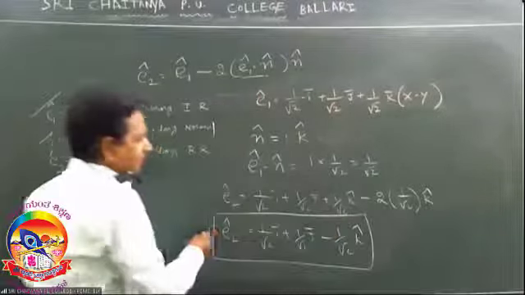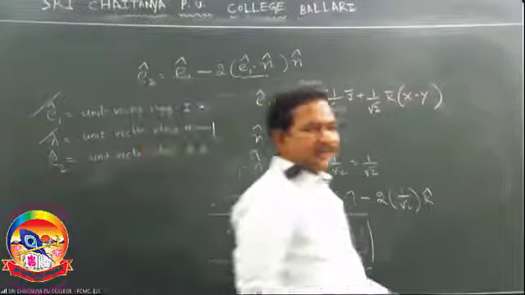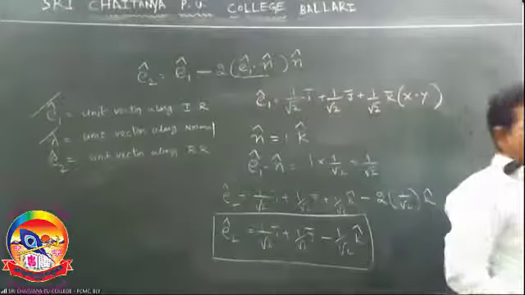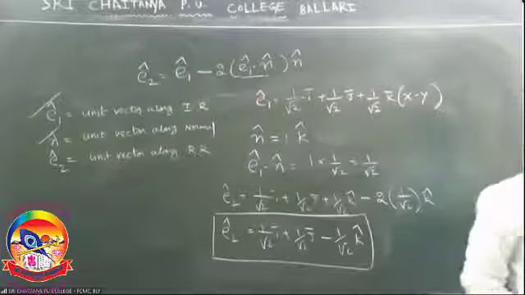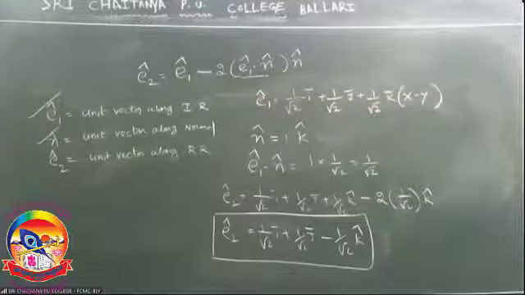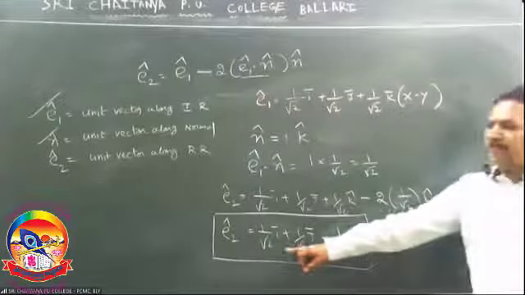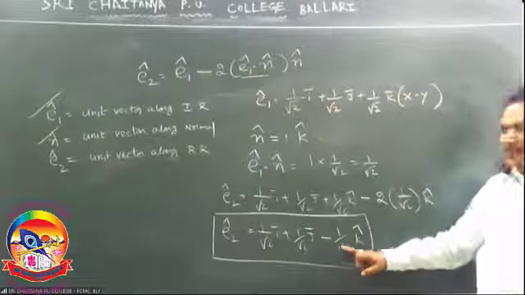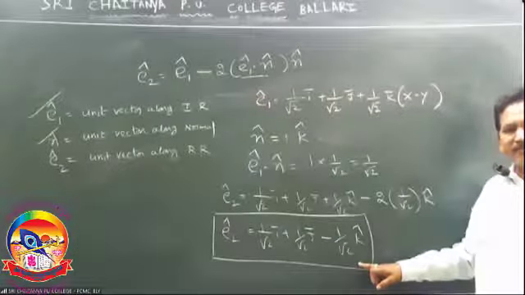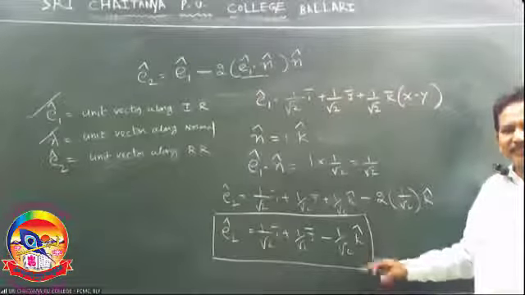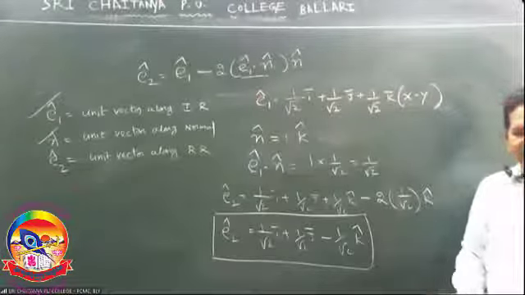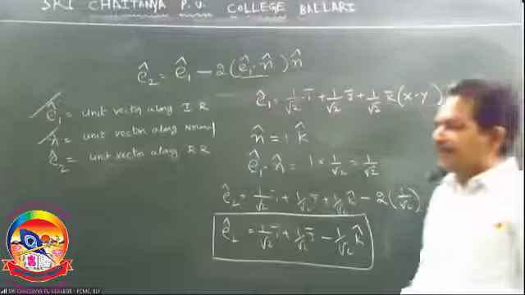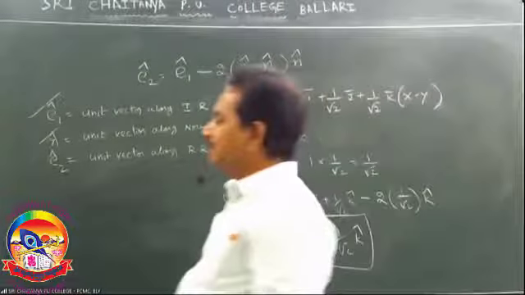What is the unit vector along the reflected ray? Along the reflected ray: 1 by root 2 I bar plus 1 by root 2 J bar minus 1 by root 2 K bar. This is the unit vector in the direction of the reflected ray.